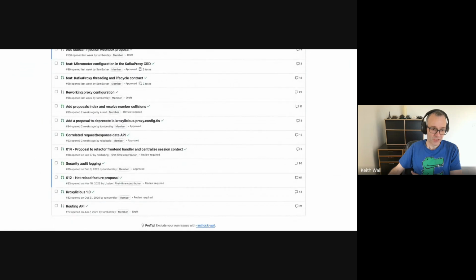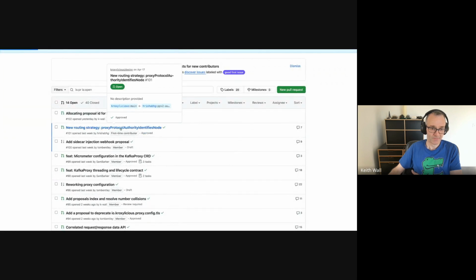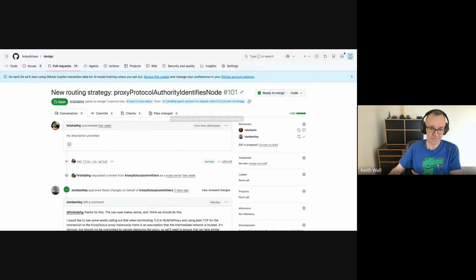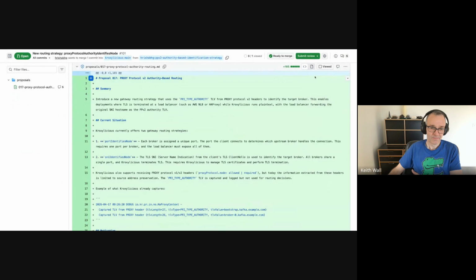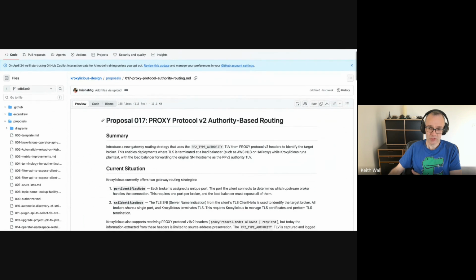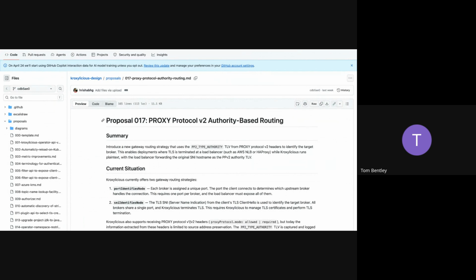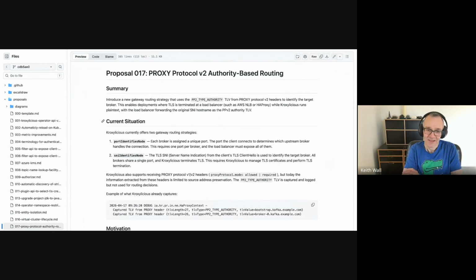We have got quite a lot. Shall I just take them from the top? So, Proxy protocol v2 authority-based routing. We've got Harishab on the call if he wants to introduce it briefly. Super. Yeah.